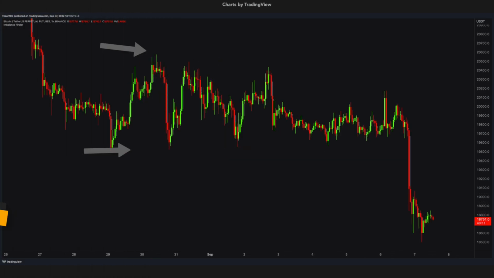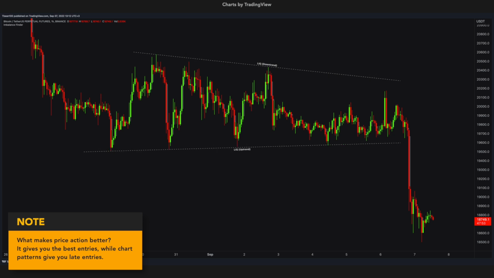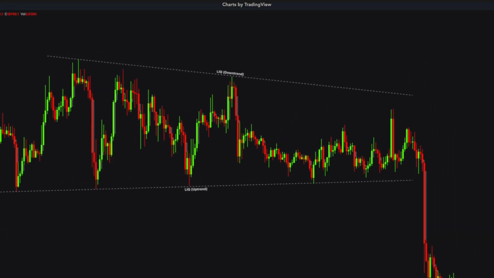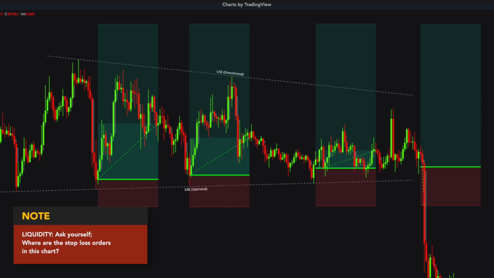As you can see, uptrend and downtrend areas are squeezing the Bitcoin, forming a triangle or flag, you may call. Since my global bias is bearish, I only look and wait for short opportunities at the moment. The difference between chart pattern trading and price action trading is that price action will give you the best entries, even before chart pattern entries. First of all, let's look at the liquidity points.